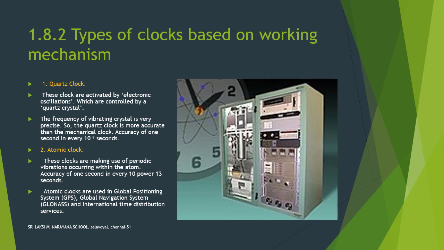Next one, atomic clock. These clocks make use of periodic vibrations occurring within the atom. Accuracy of 1 second in every 10^13 seconds. Atomic clocks are used in GPS, Global Navigation System and International Time Distribution Service. This International Time Distribution Service is in Delhi.